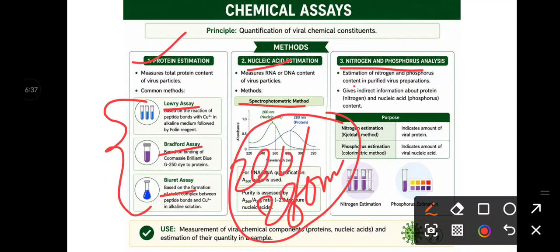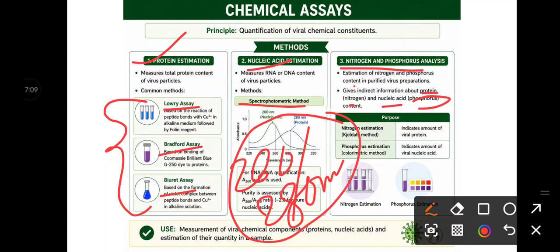Next, the phosphorus and nitrogen analysis. Here the nitrogen and phosphorus content in the purified virus preparation is estimated. Nitrogen gives indirect information about the protein, and phosphorus gives indirect information about the nucleic acid, because a phosphate group is there in nucleic acid, and nitrogen is a major constituent of proteins, amines.